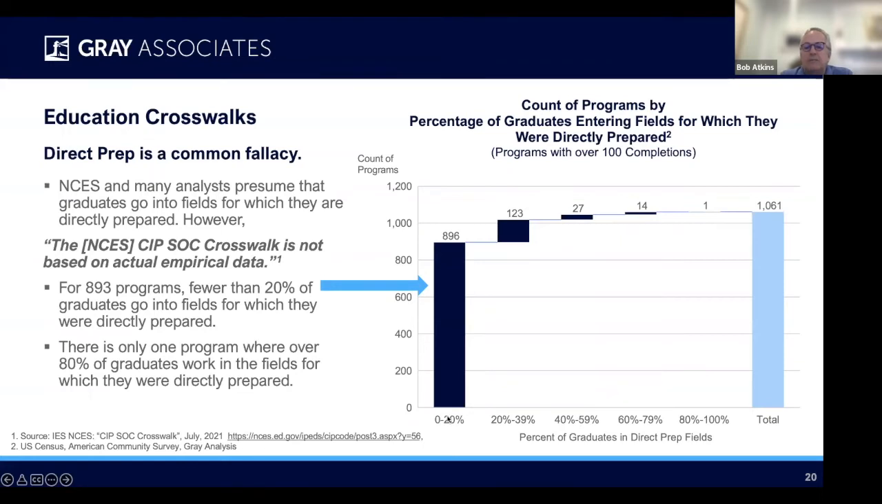80% of your programs, actually more like 90, have fewer than 20% of their graduates going to fields for which they're directly prepared. Let me just say that one more time.